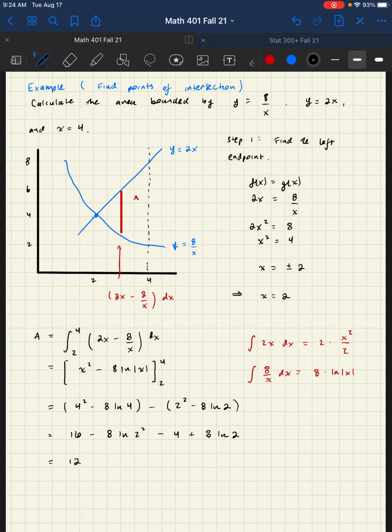So I'm going to end up with 16 minus 4 is 12, minus, by the power rule for logarithms, that 2 will come out in front. So we'll multiply that by 8, so that's going to be 16 ln of 2 plus 8 ln of 2. Now we can combine the ln of 2's because those are the same number, and we're just going to perform the operation minus 16 plus 8. So 12 minus 8 ln of 2, and that's your answer. So not too bad.